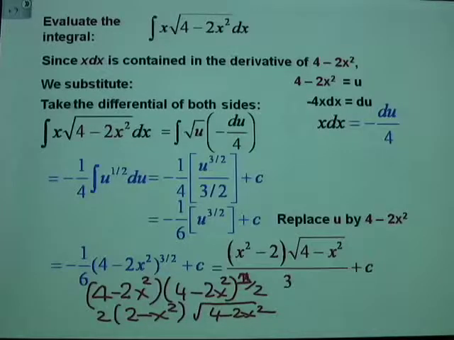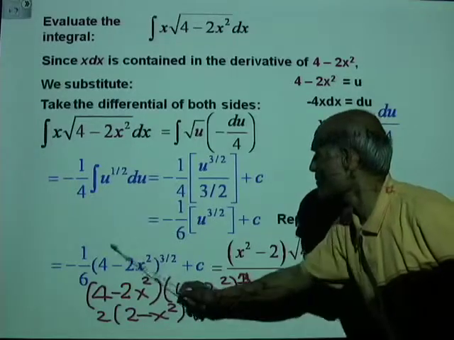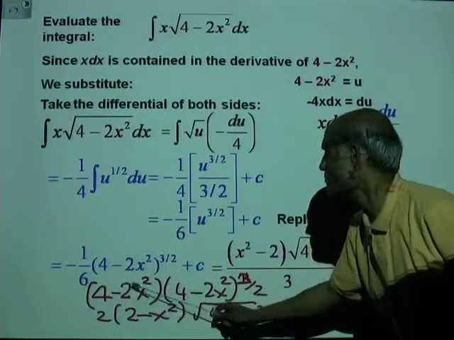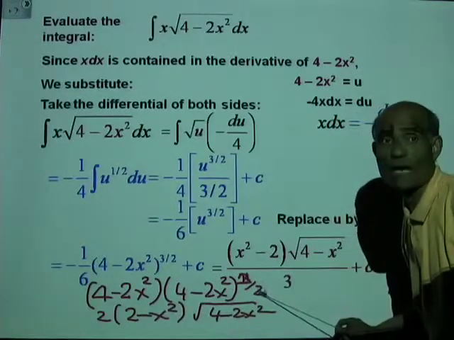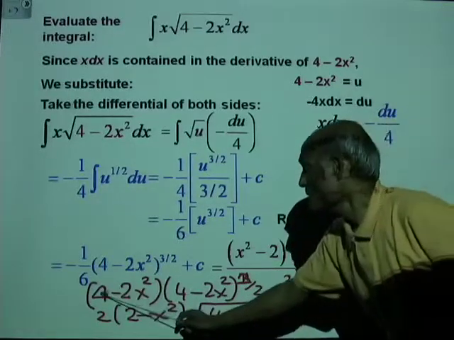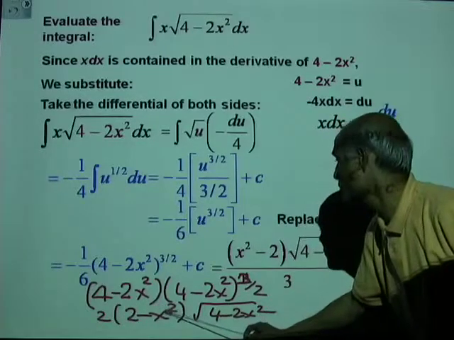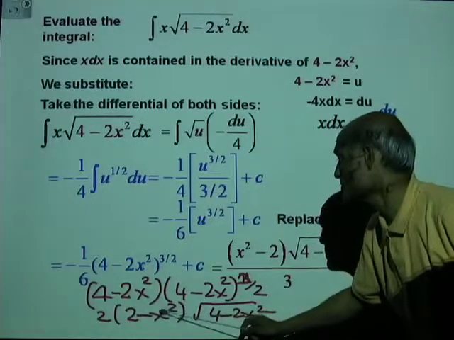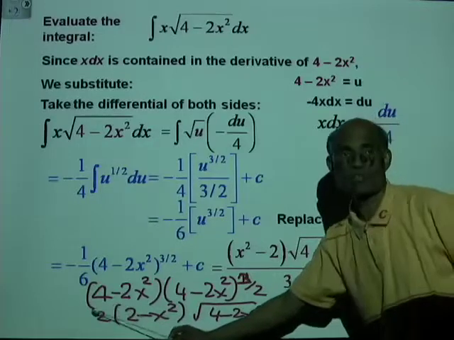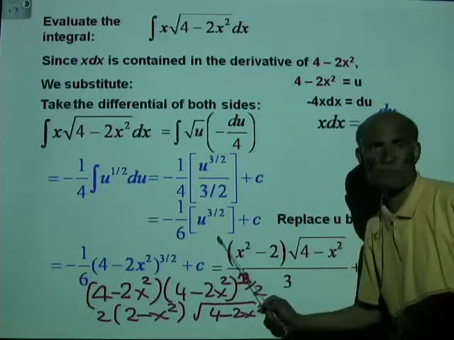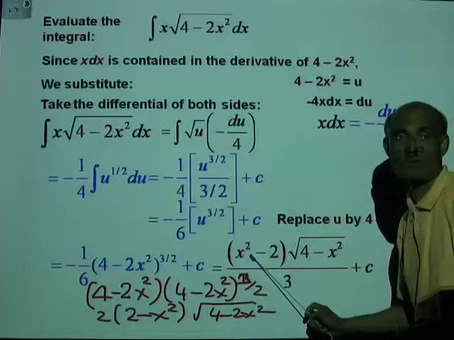So, look at that one more time. I wrote 4 minus 2x squared to the power of 3/2 as 4 minus 2x squared to the power of 1 times 4 minus 2x squared to the power of 1/2. Now, factor out a 2 from there. That gives me 2 times 2 minus x squared times square root 4 minus x squared. Now, I want you to tell me, how does this become this? Now, here I have x squared minus 2. How did that become that?